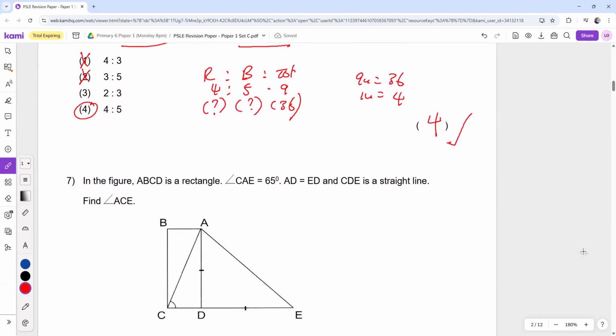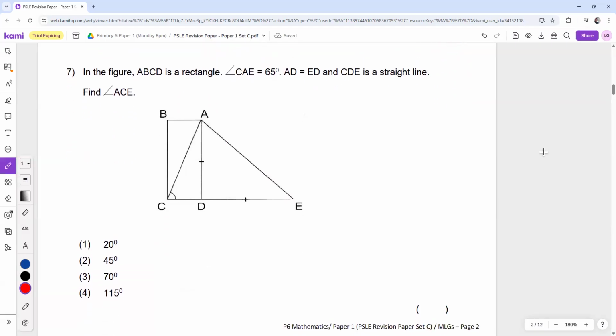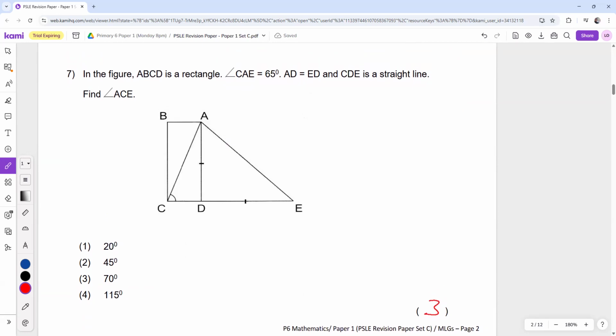Okay, number 7. The answer will be number 3. And how to get number 3? Now, you need to warm up the diagram. Read the question. AD equal to ED. So put the markings there, which is done for you. And it's a right angle triangle. How do you know that? Because a rectangle has right angles, so on the other side, it must also be a right angle. So this triangle is a right angle isosceles triangle.